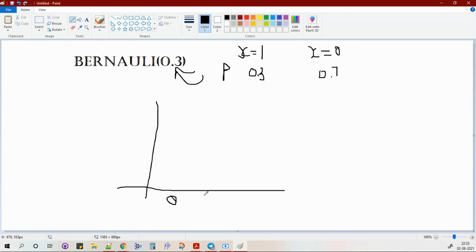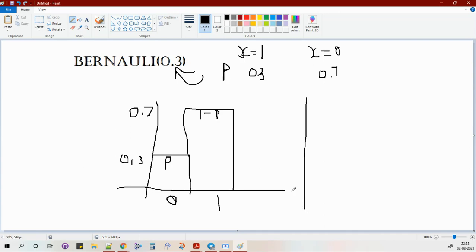Anyone? So here it is 0, here it is 1. At 0 I have 0.3 probability, and at 1 I have 0.7 probability. If I want to generalize it, it is p here and 1 minus p there. How can I draw the CDF? First, up to 1, I have p probability, then after that p plus 1 minus p is nothing but 1. So your CDF will look something like this. So this is p and this is 1. Correct?